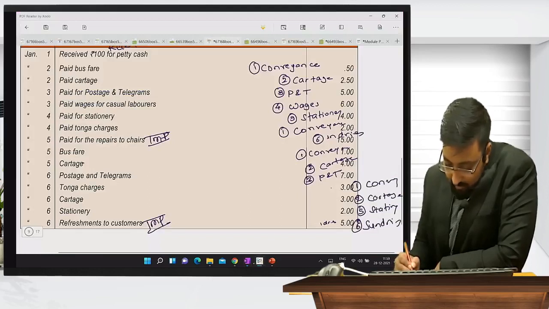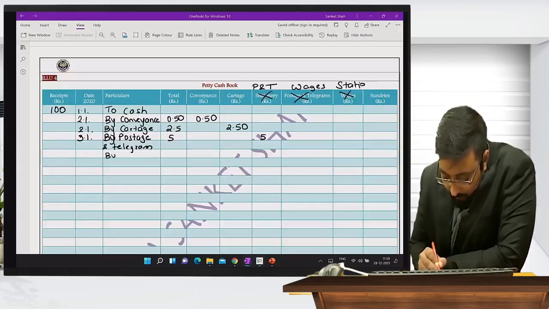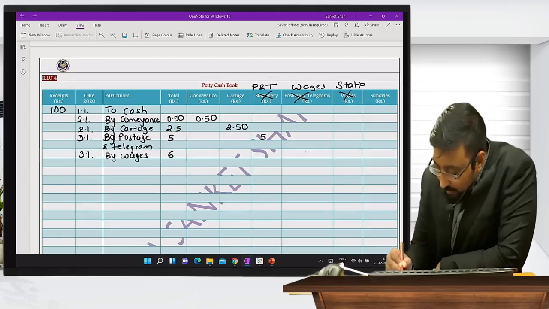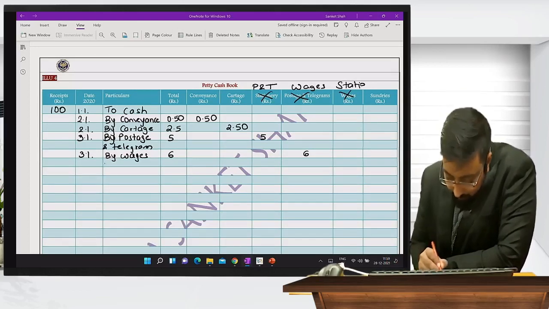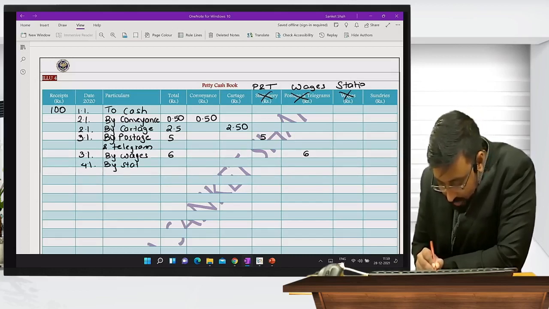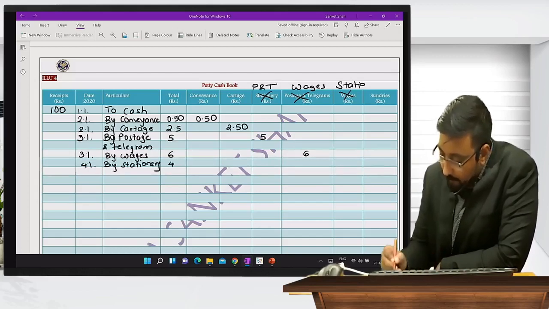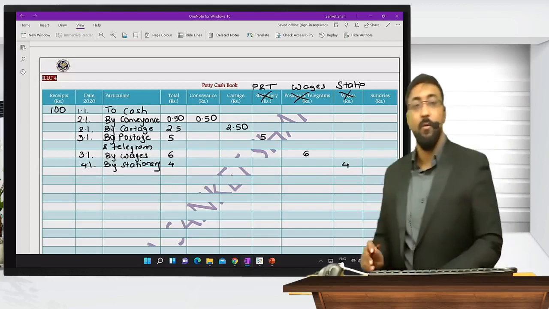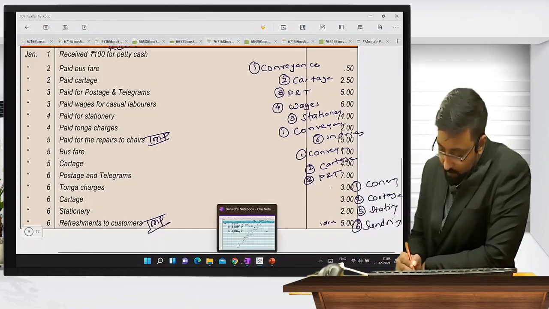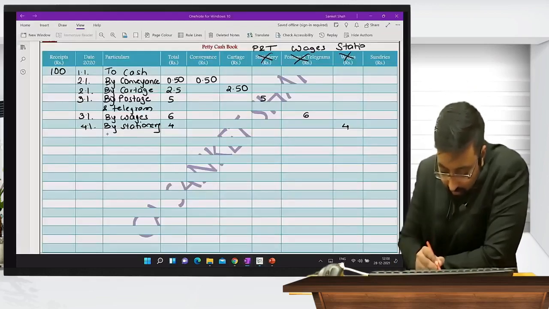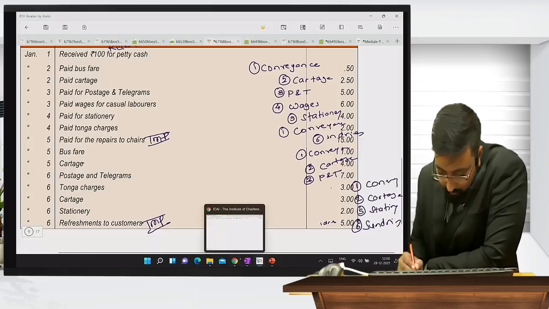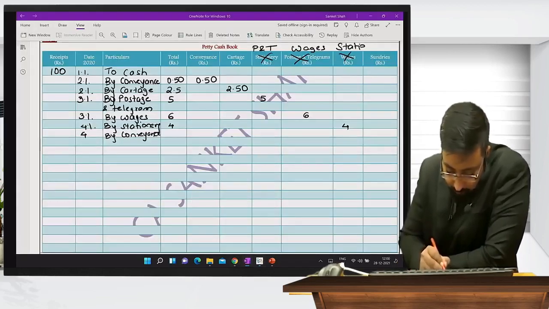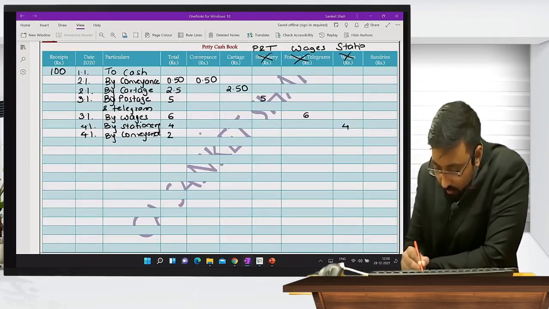5. Next date. By wages, 3rd Jan. How much? 6. Wages column 6. Next date, 4th Jan. By stationery, 4. Very simple. Tonga. By conveyance. Date, fifth or fourth? Fourth. How much? Two, and next column two.